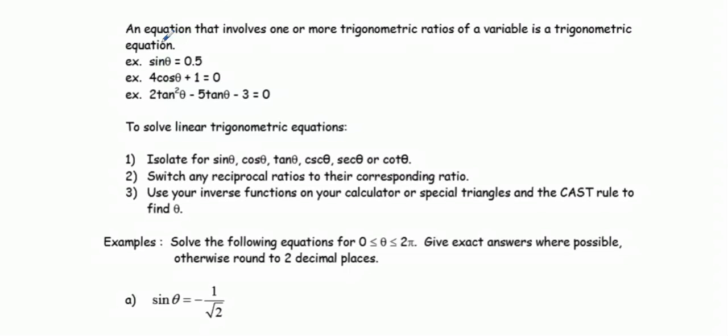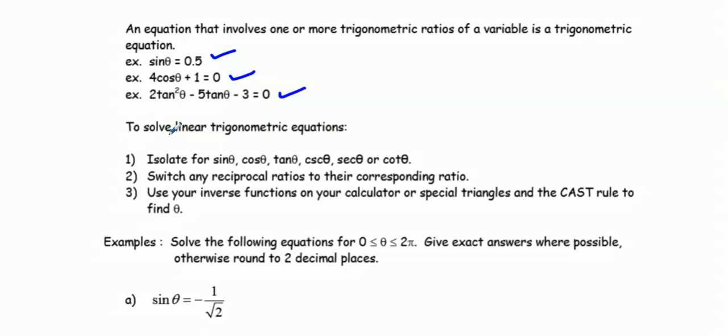So this is a trig equation. It's got a trig function in it and it's equal to something. What we're going to do, this is a linear one. We know that there's no squared here. There's no squared on this one, so that's a linear trig function as well. But this one's got a squared in it, that's the highest exponent. So this one is a quadratic trig equation.